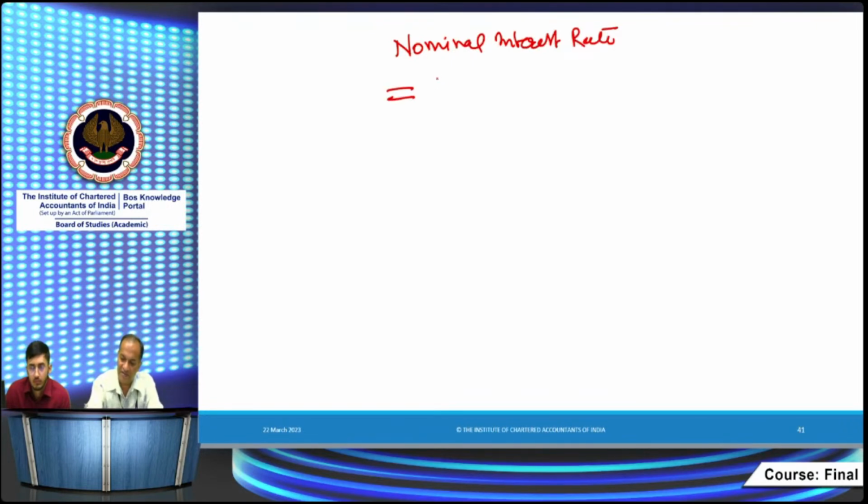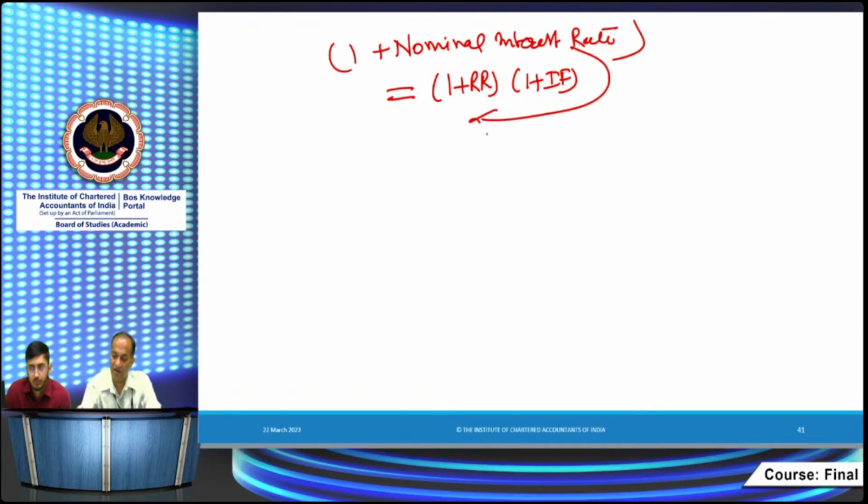Nominal interest rate is equal to 1 plus real rate into 1 plus inflation rate. Okay, so we can calculate the nominal interest rate, and on this nominal interest rate we can calculate the prices of the foreign exchange.